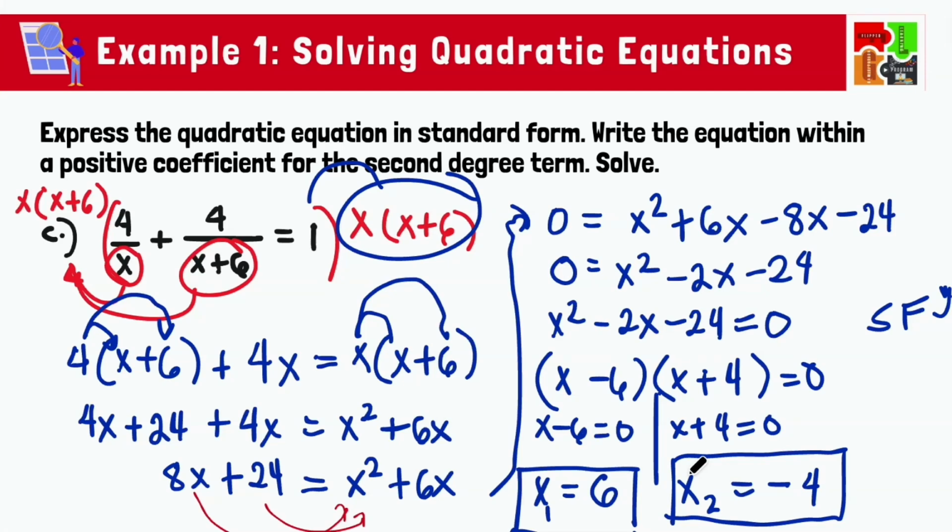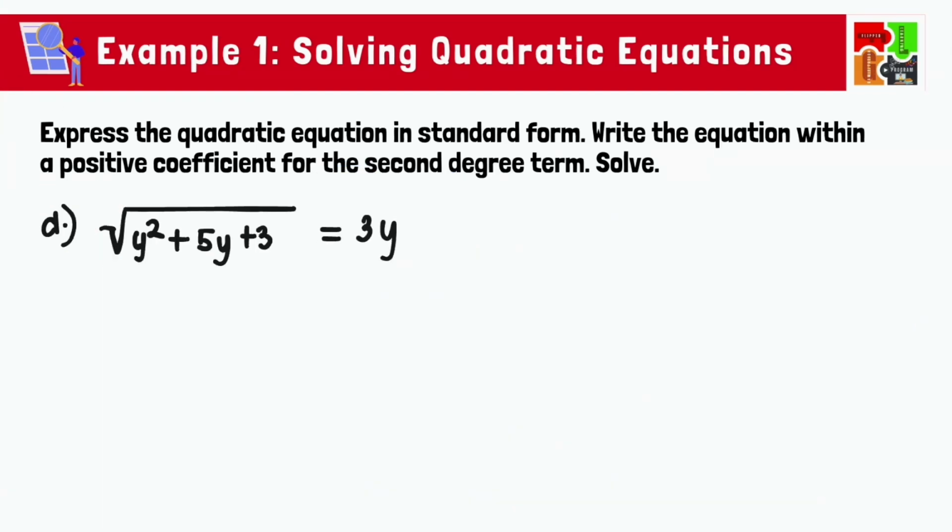Okay, so that's how we find the solution in this given equation. So let's level up. I'm sure you are absorbing a lot from the first 3 examples, and let's absorb another thing. So we have this square root sign, and we have y squared plus 5y plus 3 equals 3y.